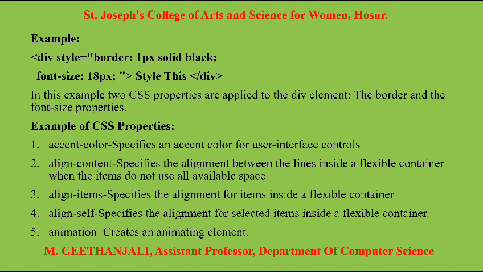Some examples of CSS properties are accent-color, which specifies the accent color for the user interface. Align-content specifies the alignment between the lines inside the flexible container when the items do not use all available space. Align-items specifies the alignment for the items inside the flexible container. Align-self specifies the alignment for the selected items inside the flexible container. Then animation creates an animating element. These are some examples of CSS properties. There are more than 200 properties available in CSS.